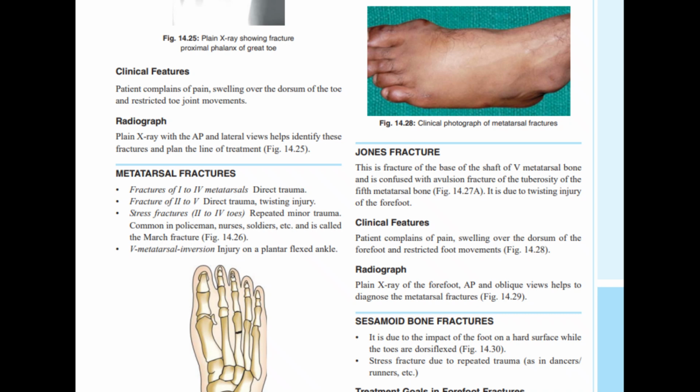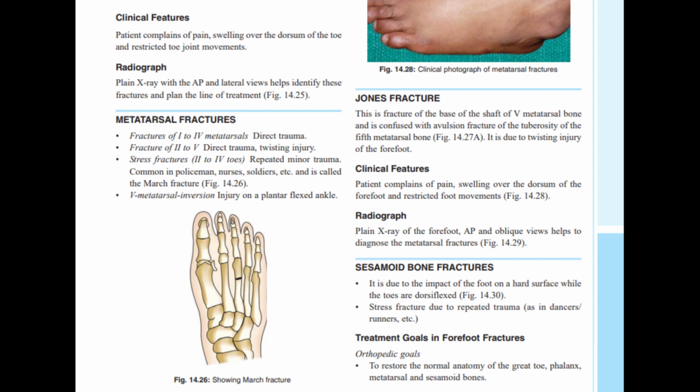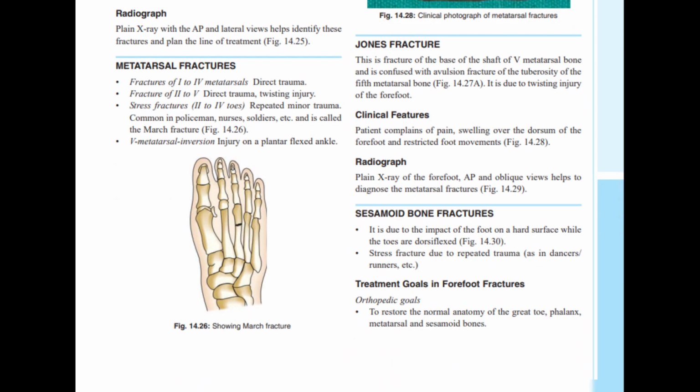Jones fracture. This is a fracture of the base of the shaft of the V metatarsal bone, the fifth metatarsal bone, and is confused with avulsion fracture of the tuberosity of the fifth metatarsal bone. It is due to a twisting injury of the foot. Clinical features. The patient complains of pain, swelling of the dorsum of the forefoot and restricted foot movements. Radiograph: plain X-ray of the forefoot, AP and oblique views, helps to diagnose the metatarsal fracture.